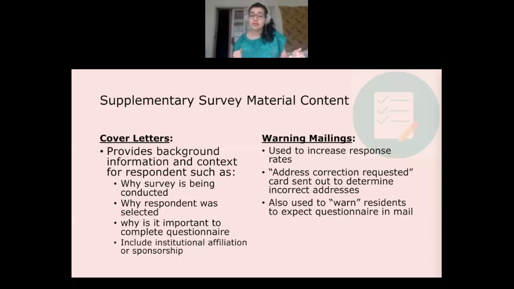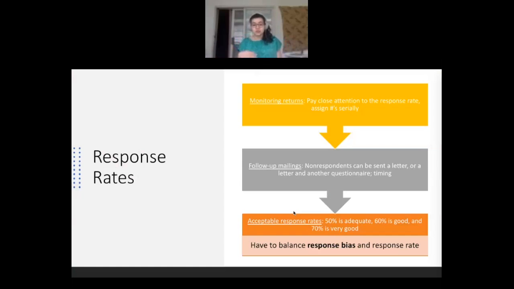Then there's also warning mailings and reminder emails to increase responses. This will help increase response rates. In practice, when we're talking about mail surveys, it's usually that 3 mailings are most effective. So an original questionnaire that's sent with a cover letter, and then 2 follow-up email warnings or messages. And then response rates are, so you sent the survey to a bunch of people, how many actually filled it out?